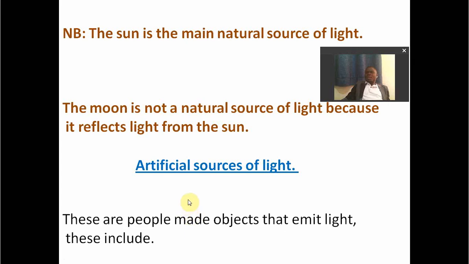Let's look at the artificial sources of light. These are people-made objects that emit light. People made, man made, you made. Man also made his own sources of light. God made his, and man saw that what God made for us is not enough. But since God gave man enough brain to think, man thought about other ways of creating light. And therefore man came up with different objects that can help emit light.